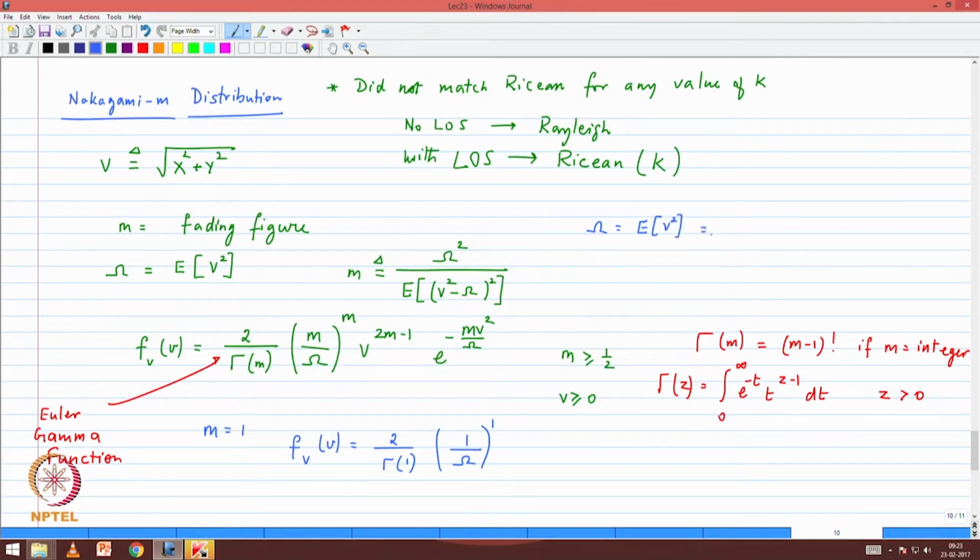So that will be equal to 2 sigma squared, zero-mean Gaussians, okay, 2 sigma squared, into v times e^(-v²/2σ²). So basically if you rewrite this, this will come out to be v divided by sigma squared times e^(-v²/2σ²), which is Rayleigh. Okay, this is the special case of a Rayleigh distribution.